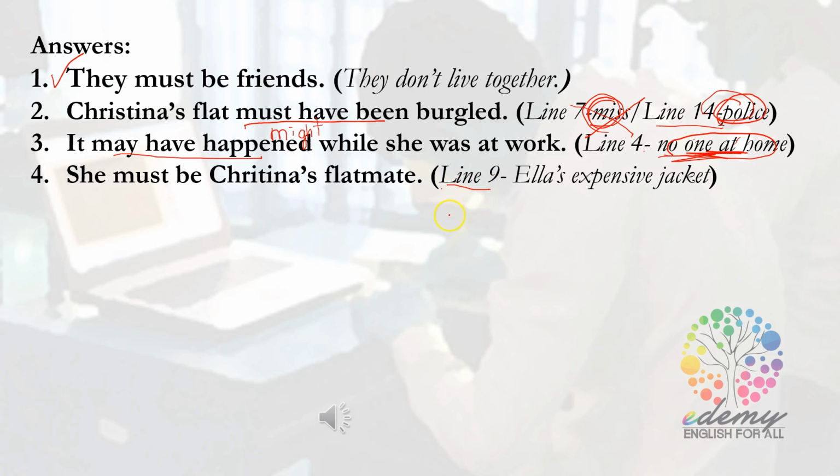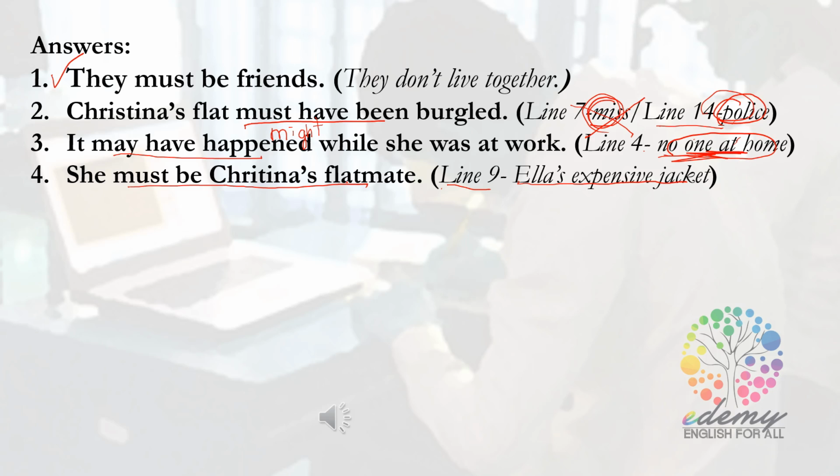On line number 9, Rachel mentioned, oh, Ella's expensive leather jackets. So she mentioned the jackets of Ella. Imagine the situation. Ella's jacket is inside Christina's house. It means that Ella's clothes are inside that house. So it means that Ella is living with Christina. So the answer is that she must be Christina's flatmate.